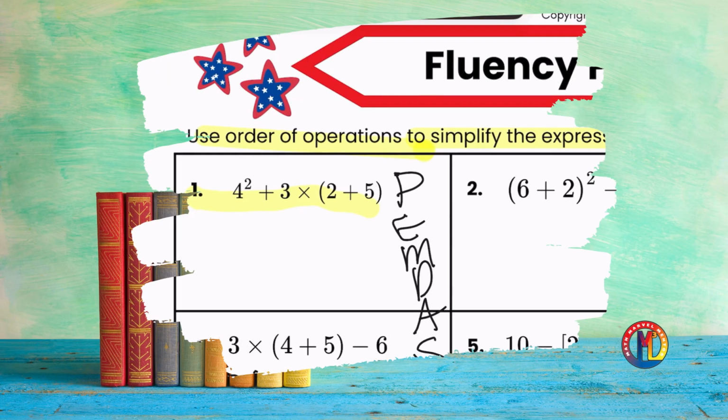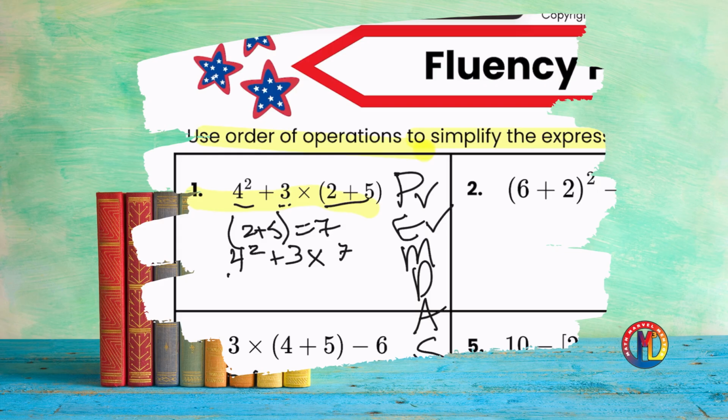Okay, we have 4 to the second power plus 3 times 2 to the fifth power. So Please Expect Mistakes. Determination Always Succeeds. We start with P, parentheses, so we're going to do 2 plus 5 first, which equals 7. And then I'm going to rewrite the problem, bring everything else down, 4 to the second power plus 3 times 7. Okay, we check for exponents, and that's what we're going to do next.